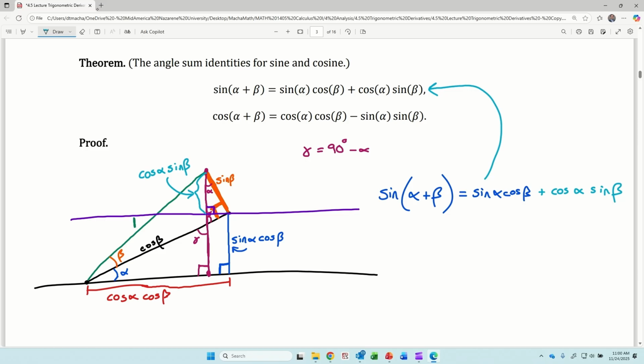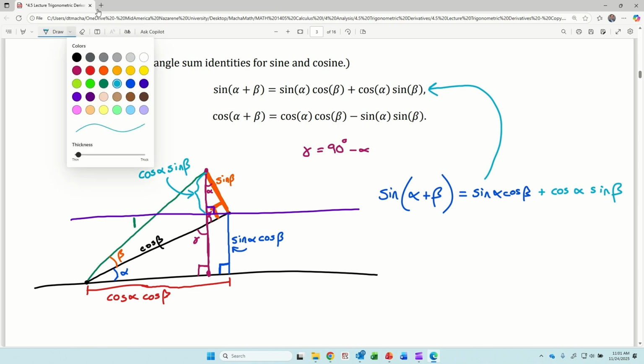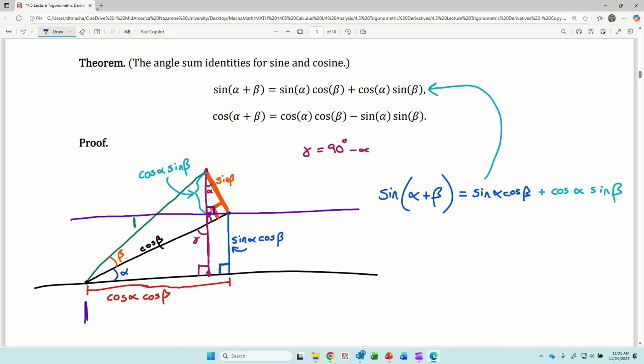What I have left to show you is the angle sum identity for cosine. And cosine is going to be the adjacent side length of this right triangle, in other words, the side length adjacent to alpha plus beta. And it's not going to be this entire red side length, but a smaller part of this. In other words, I'm looking for this. This purple is going to be the cosine of alpha plus beta.